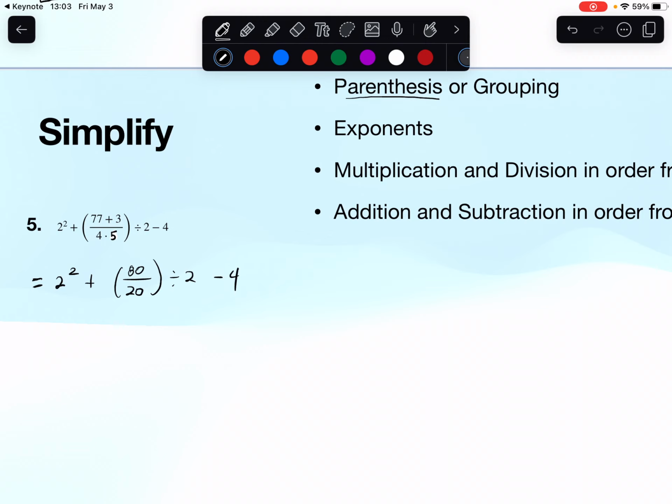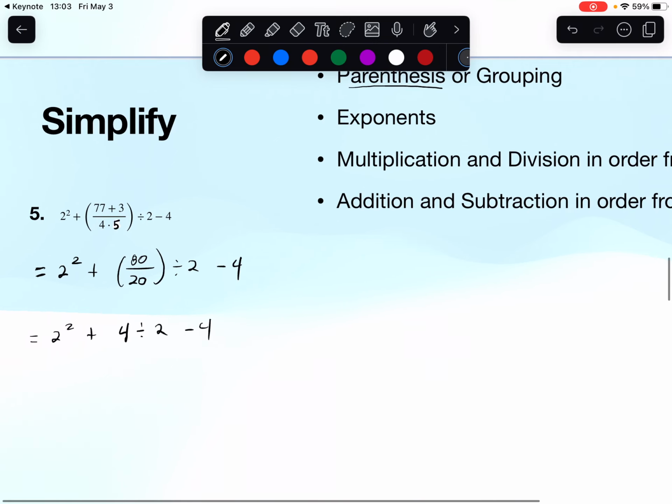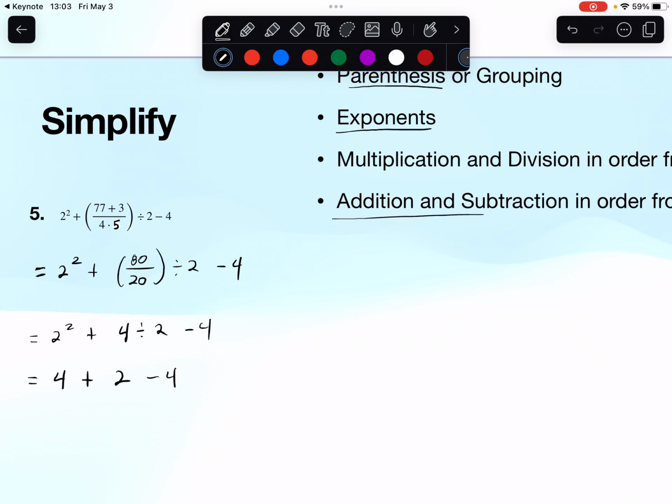Now we can simplify the 80 divided by 20, so we're going to have 2 squared plus 80 divided by 20 is 4, divided by 2 minus 4. Now we can do the exponents, so 2 squared is 4 plus, and realistically 4 divided by 2 is its own term, so we could do that division, so 4 divided by 2 is 2, and minus 4, and now we're down to addition and subtraction in order from left to right. So 4 plus 2 is going to be 6 minus 4, and that's going to be 2. Okay.